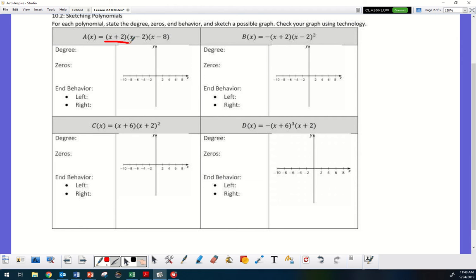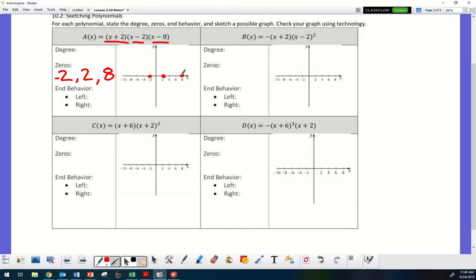All right. So right here, because of this, where's going to be my zero? At -2. So 0 is at -2. Right here, it's going to be at +2, and here at +8, right? There we go, +8. So I have 3 places that it's going to cross my x-axis. So it's going to be at -2, +2, and +8.